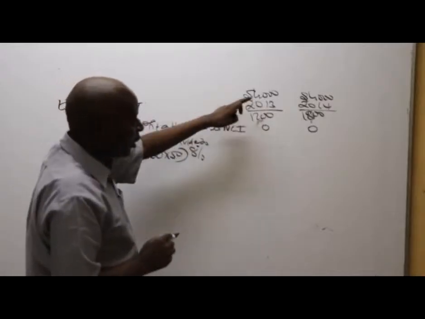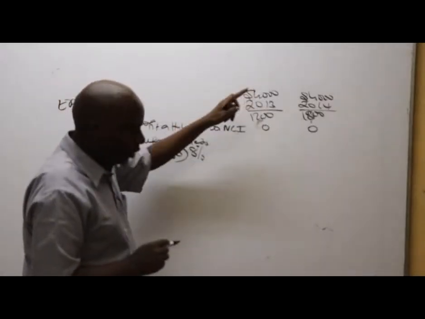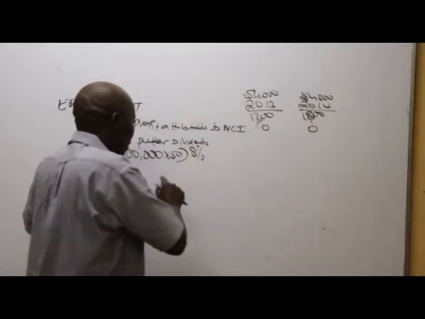My figures are in shillings thousands. So in this case, what is 8% of the 5 million?